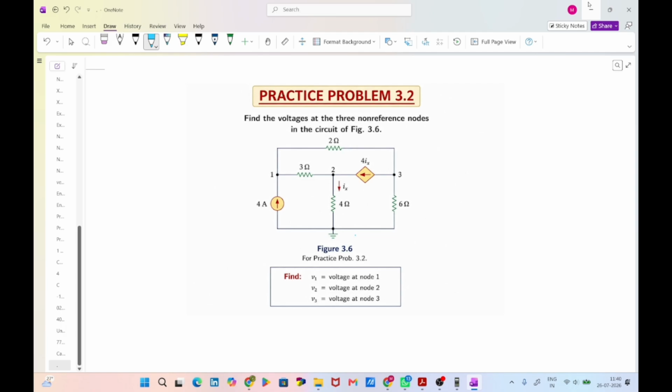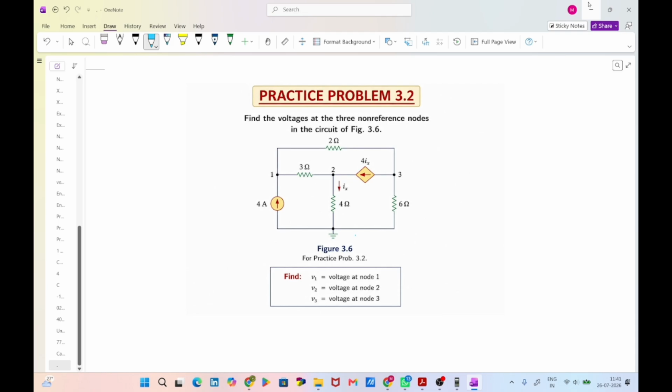Find the voltages at the three non-reference nodes in the circuit of figure 3.6. You are seeing this question. We need to find V1, that means voltage at node 1, and V2, that means voltage at node 2, and V3, that means voltage at node 3.